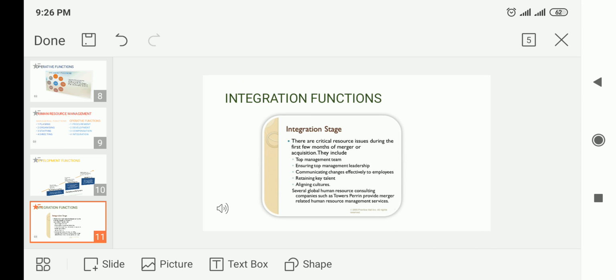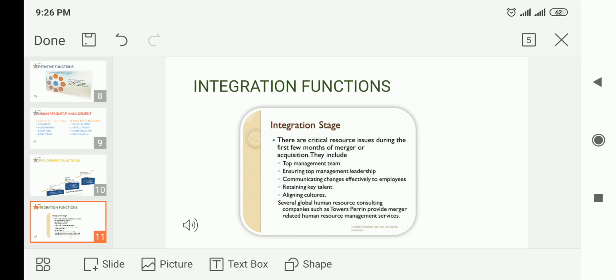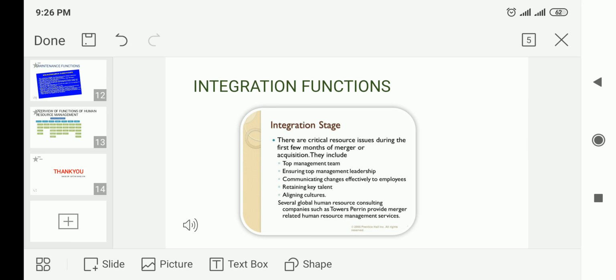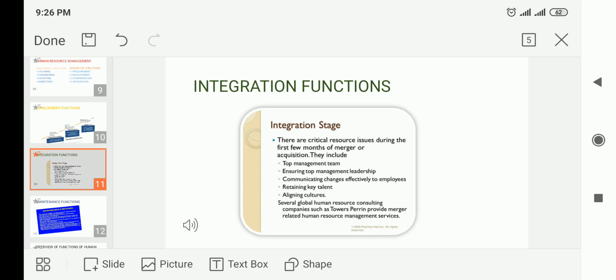Now we move on to the integration function. As I told you, you are integrating them, and integration is basically the crucial stage where we break things into groups. So when we break things, that comes under integration. So we call it the integration function.